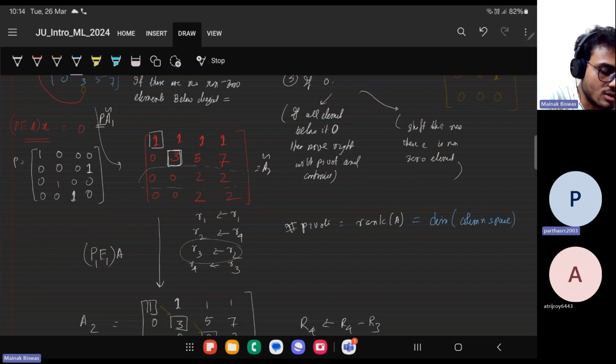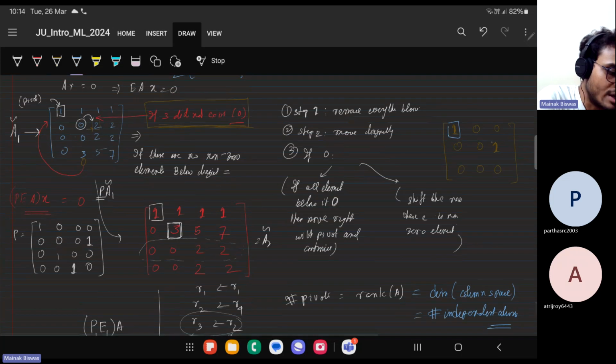Or is it the number of independent columns? So you have column 1 and column 2, two independent columns. So now, if it is already 0, where will you go diagonally? It will still have two pivots.